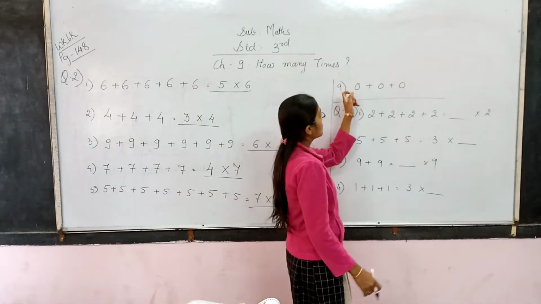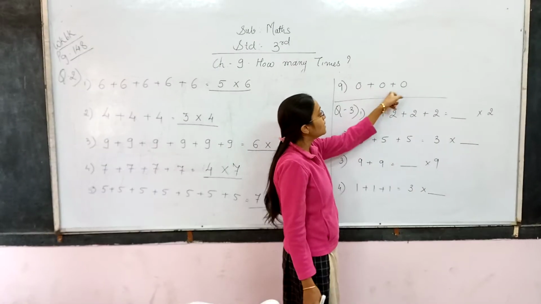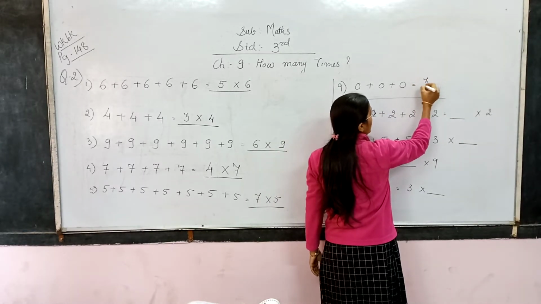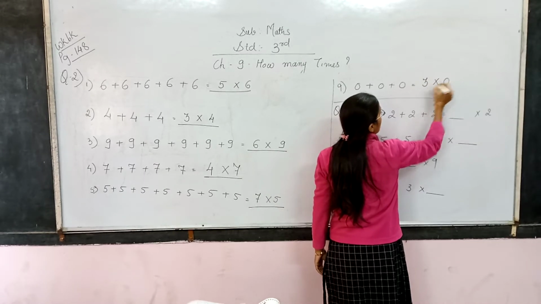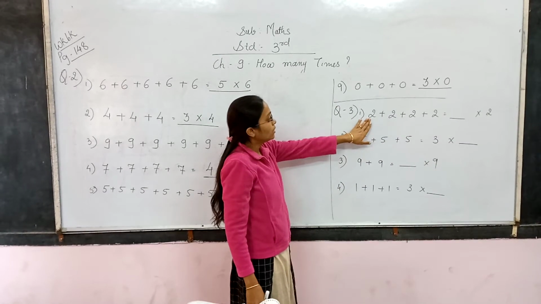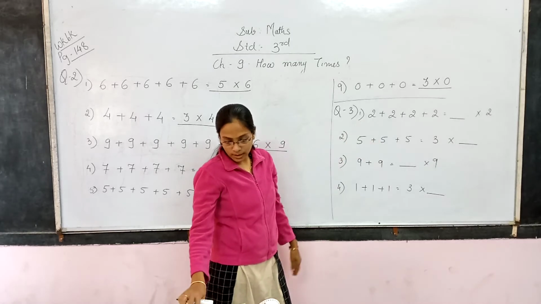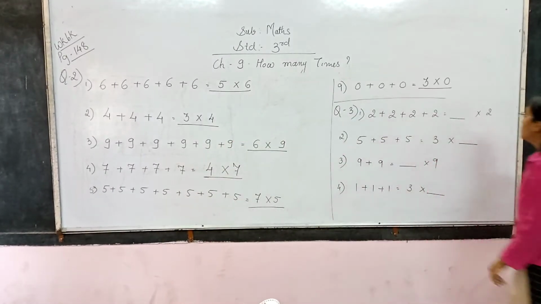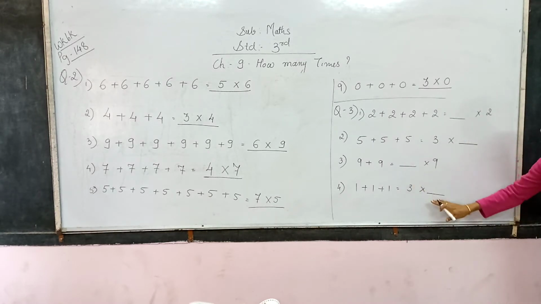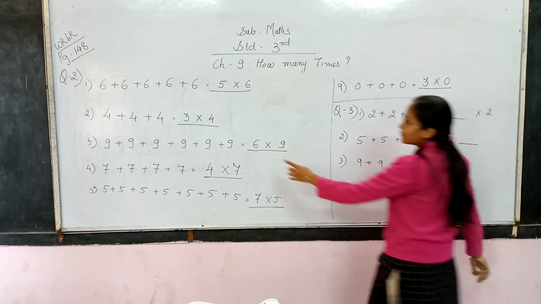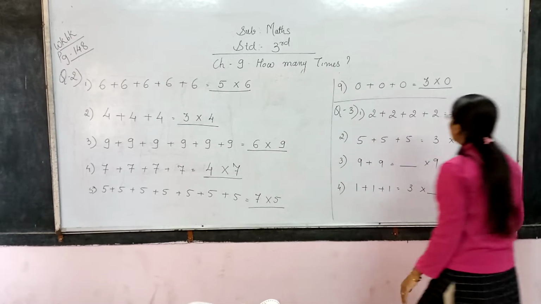Here last one, ninth one, 0 plus 0 plus 0. How many times is it repeated? 3 times. And it is 0 like this here. Okay. Here the question number 3. This is also same but here you have to write the missing number. In this blank you have to write the number whatever it is missing, either this first one or second one.